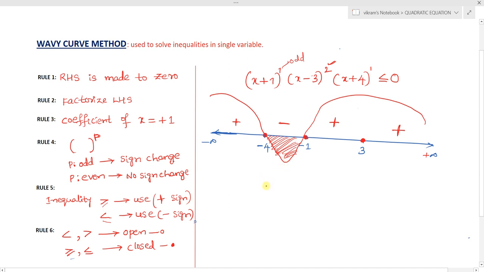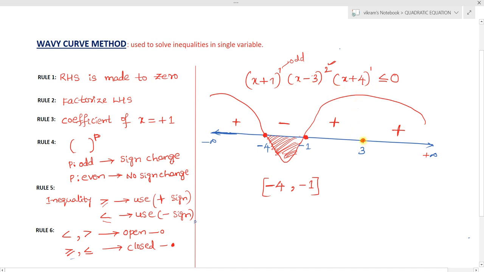Now what is the solution? Minus 4 comma minus 1, but these are less than or equal to, so that means these are included in the solution. Minus 4 comma minus 1 closed interval, and again we know that if it is less than or equal to, every root is in the solution.